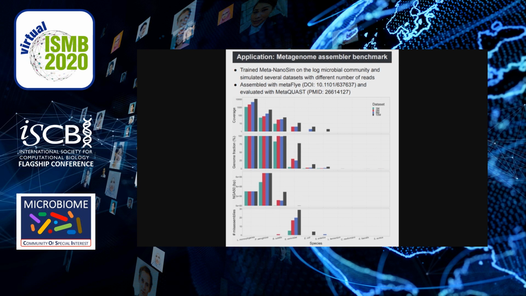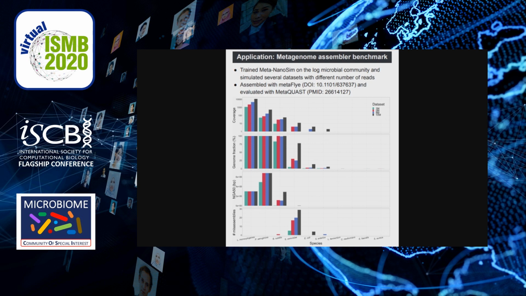As I mentioned in the beginning, the motivation behind Meta-NanoSim is to provide simulated reads to facilitate the development of bioinformatics tools specific to ONT metagenome reads. To show an application of Meta-NanoSim, we've benchmarked the performance of metaFlye, a metagenome assembler. The log-distributed mock microbial community was used to train Meta-NanoSim. Then several datasets were simulated, each with a different number of reads. Specifically, we simulated datasets with 1 million, 2 million, 4 million, and 10 million reads. Each of these datasets was assembled with metaFlye, and the assembly quality was evaluated using MetaQUAST.